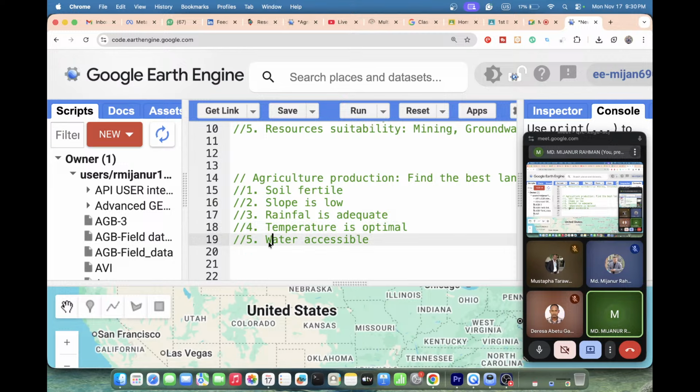So, minimum these 5 factors. Suppose I find one place, and in this place I find all the factors are good. This place has fertile soil, low slope, adequate rainfall, optimal temperature, and accessible water. This type of thing we can also do here.